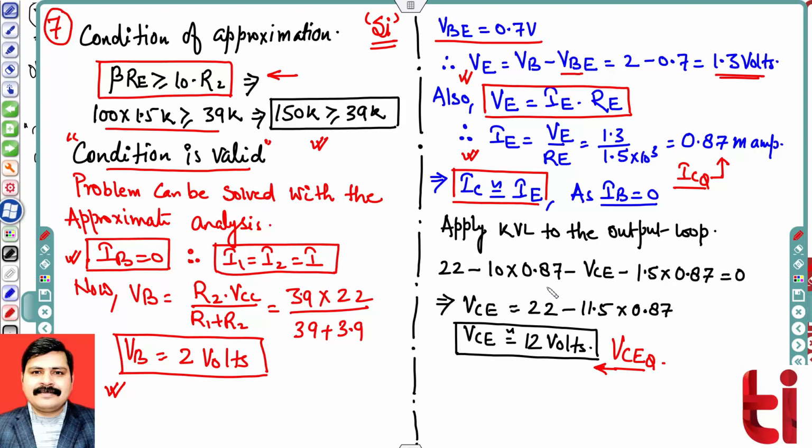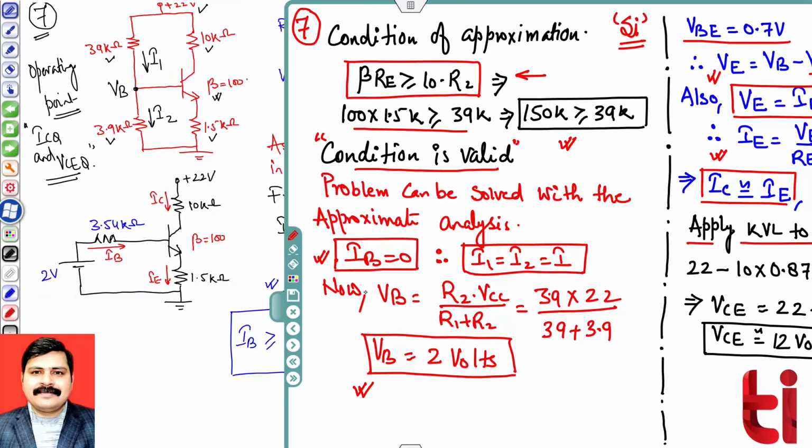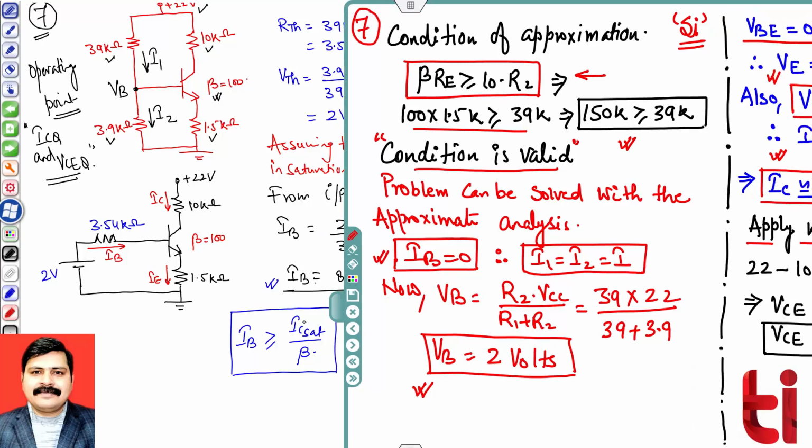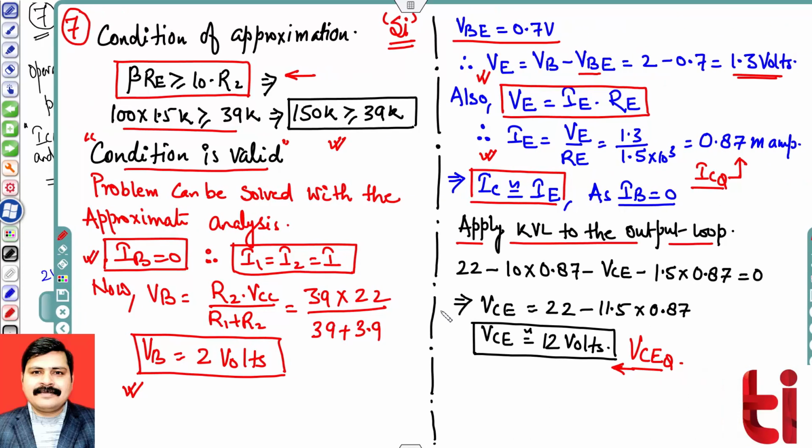Now, in order to find the value of VCE, apply KVL to the output loop. For KVL to the output loop: 22 minus drop across this resistance, minus VCE, minus drop across this resistance. So you can check, 22 minus 10 into IC, minus VCE, minus 1.5 into current 0.87.